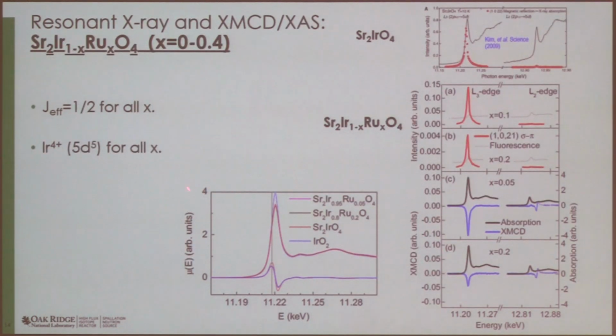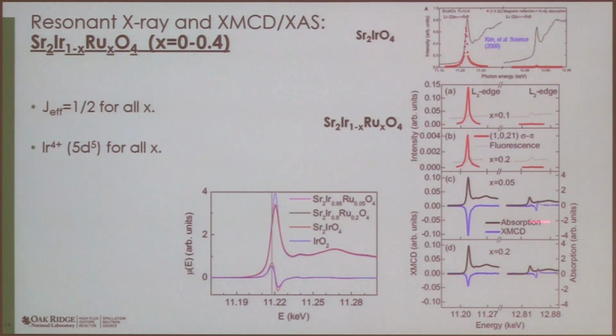Okay, here are some results just to check what the doping is actually doing. The top is the paper by Kim, where this is resonant elastic X-ray scattering. You have a large enhancement at one edge, suppressed in intensity at another edge. This is a signature of a J effective equals a half state. It's not a definitive measurement, but it's a signature. For X equals 0.1 and 0.2 ruthenium, we see the same behavior.